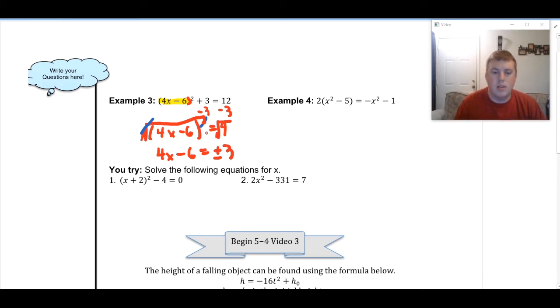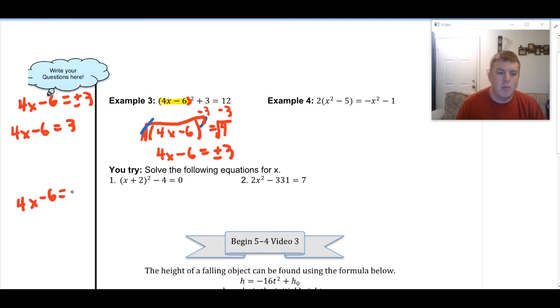Now we do need to continue on, and we need to get x by itself, but now we have basically a regular equation. So we have 4x minus 6 is equal to plus or minus 3. What I'm going to do now is set this up as two different equations. I'm going to do 4x minus 6 equals that positive 3, and I'm going to solve that, and then I'm going to set up the same problem, but instead of using the plus 3, I'm going to use the negative 3. And this is going to be how I get my two answers.